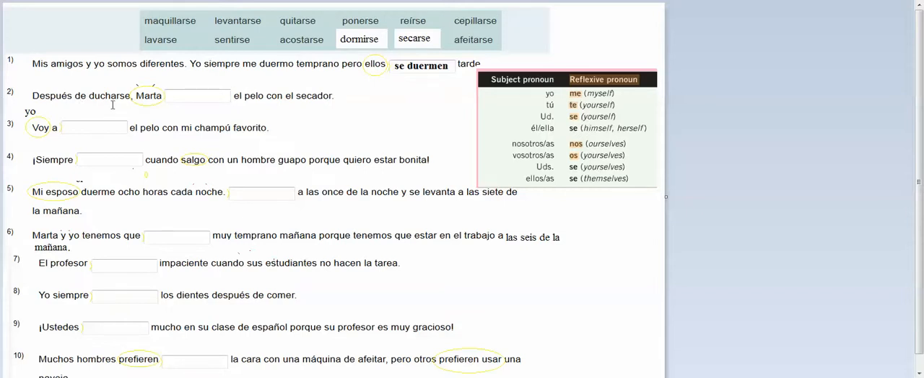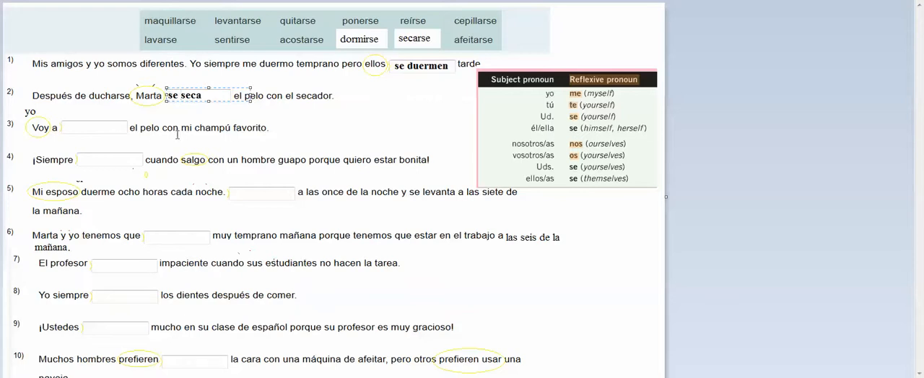Después de ducharse, Marta el pelo con el secador. So after showering, Marta's going to dry her hair with the hair dryer. So we're going to put secarse. Again, get rid of the se for a moment. Who is drying themselves? It's Marta. So we would make it seca. And we want to say Marta's our subject, which is the same as she. So she is drying herself, which would be se. And since this is a conjugated verb, I'm going to put it in front.